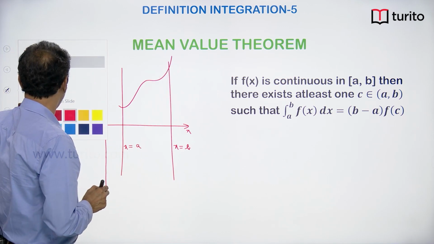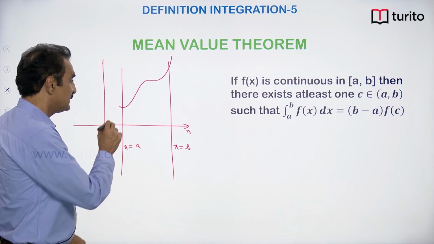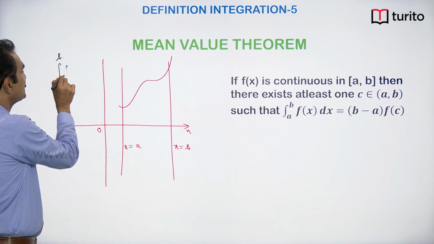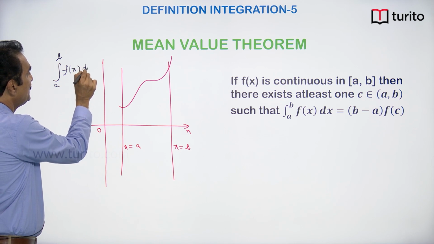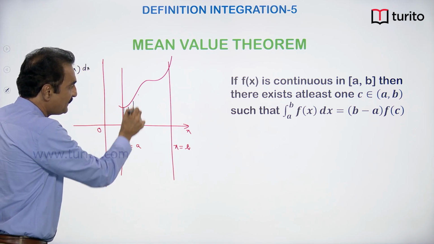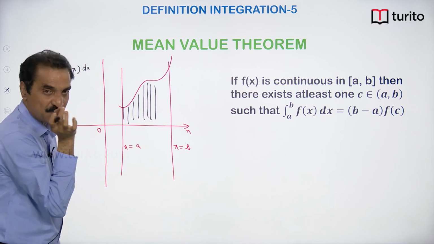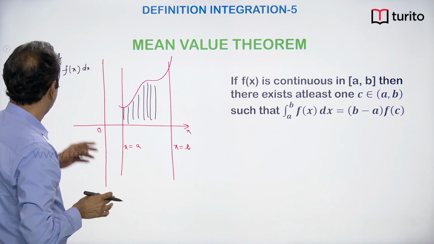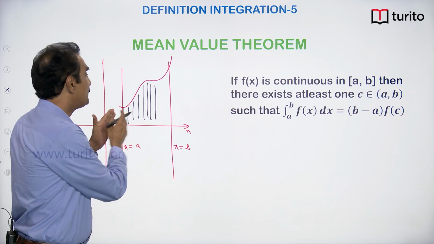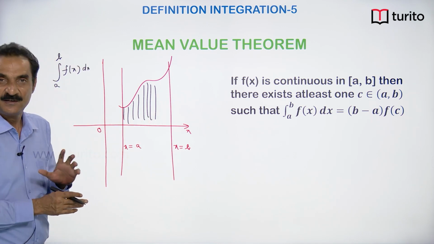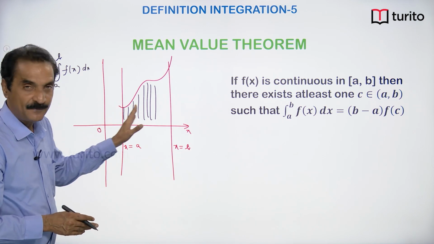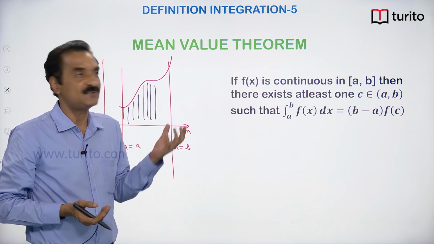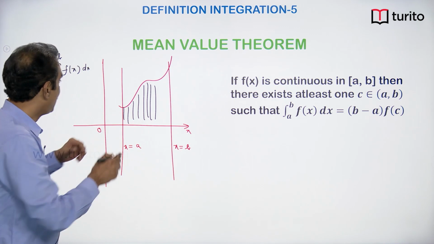We have already discussed in the beginning of this chapter that definite integral a to b f of x dx is nothing but summation of values of f of x multiplied by small width dx, that is sum of the elementary areas. Okay. And sum of the values of f of x in the interval a to b is integral a to b f of x dx. What is the average value of f of x in this interval? We have to divide by the number of values.